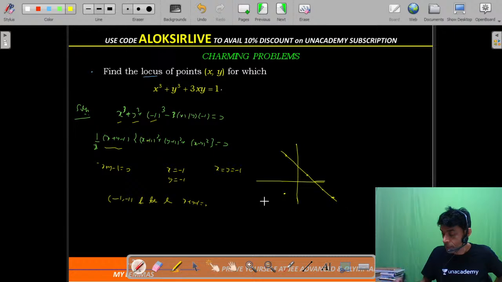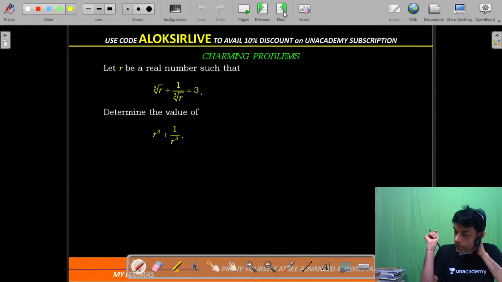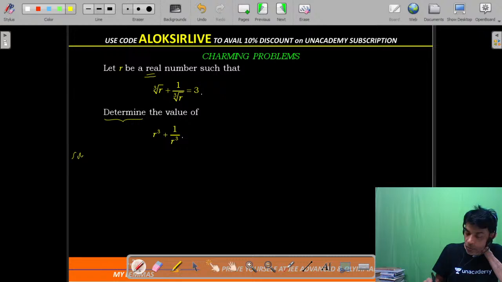This point, single point, and so many points on this line, they are the locus of this point xy. So again, a problem based on a cubed plus b cubed plus c cubed minus 3abc. This is an easy one. It has to be maybe a little competitive. You have to compute, but all the while it is simple. Again, I have chosen it just to give you this one.